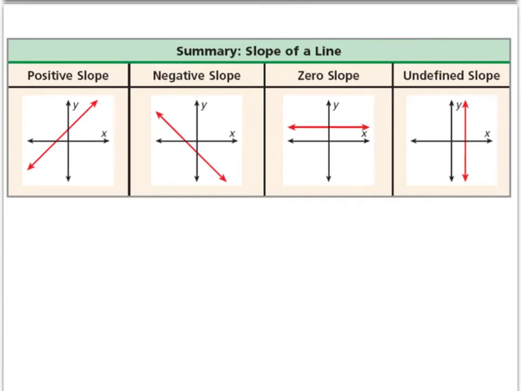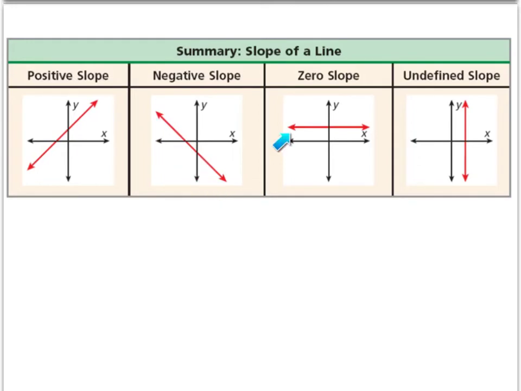So when talking about the different types of lines with their slopes, if we look at a positive slope, it's a line that's rising from the left to the right, it's going up. If I have a line that has a negative slope, we say it's falling, so from left to right, the values of that line are getting smaller.